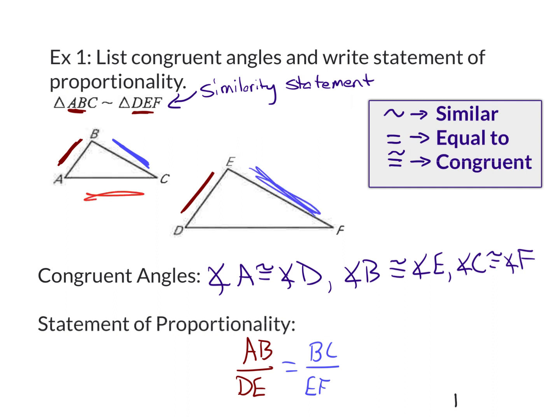And lastly, we got AC. And what goes with that one? DF. Okay. Now, we got all 3 sides. We got the statement of proportionality. So we're done. Okay. Once again, if it had 5 sides, you'd have 5 little ratios. 6, you'd have 6, and so on.